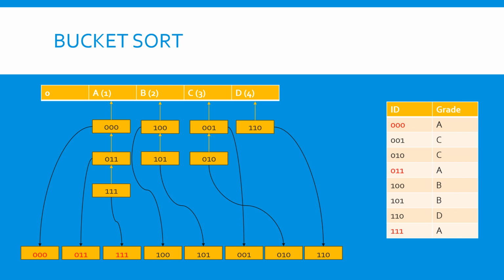One more thing to note is that the output order of elements in the same bucket is the same as their relative input order. For example, student 000, 011, and 111 all receive a grade A, and the relative orders among them in the output are the same as their relative orders in the input. That is, 000 is before 011 in both the input and the output, and 011 is before 111 in both input and output.